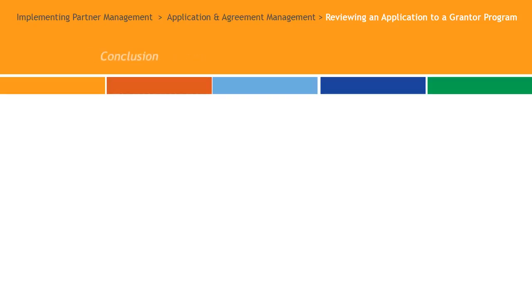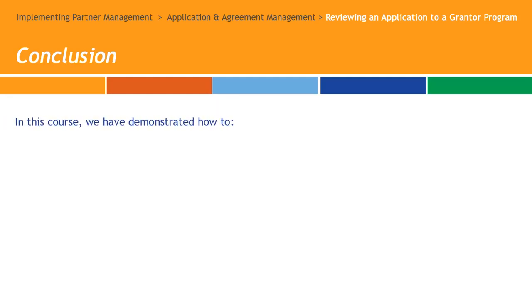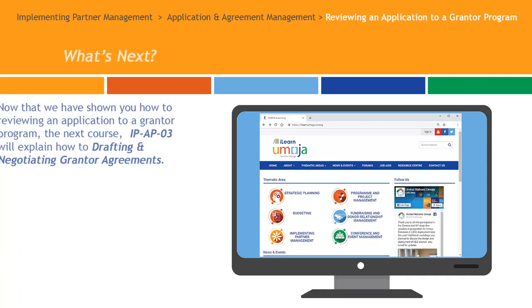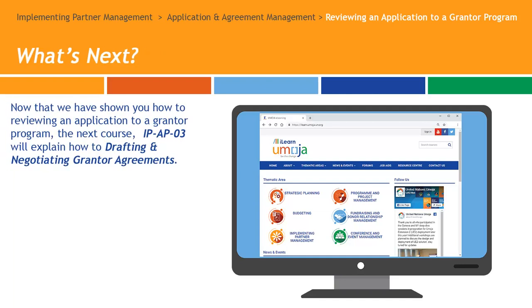This concludes the Implementing Partners, Reviewing an Application to a Grantor Program course. In the course we have demonstrated how to review an application to a grantor program. What's next? Now that we have shown you how to review an application to a grantor program, the next course, IPAP03, will explain how to draft and negotiate grantor agreements.